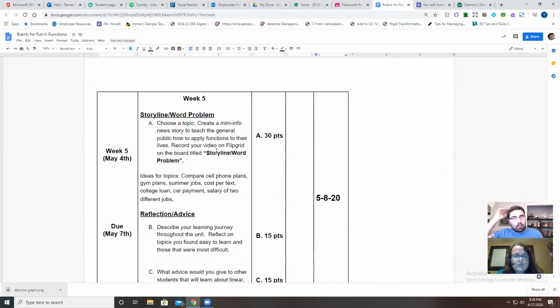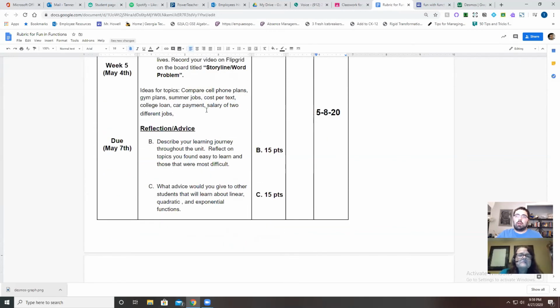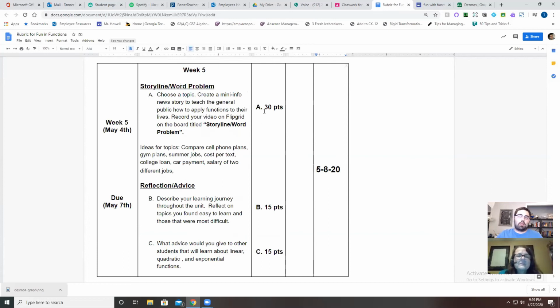So going on to the next part, y'all got a little bit of flexibility here. Your last week is really a reflection piece. This is kind of wrapping it all up, and this is where you give back to us and summarize what you've done. The first part is a storyline or a word problem. It requires the most effort, which is why it's 30 points out of the total of 100 points for this week. It tells you to choose a topic, create a mini info news story to teach the general public how to apply functions to their lives. Record your video on Flipgrid, on the board titled Storyline/Word Problems.